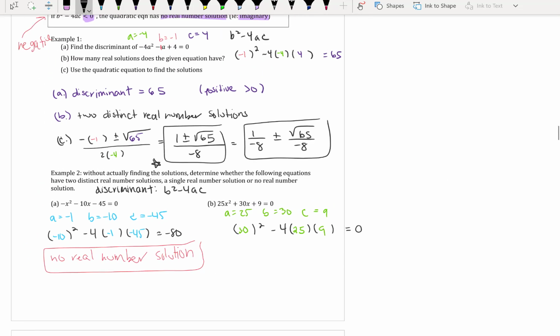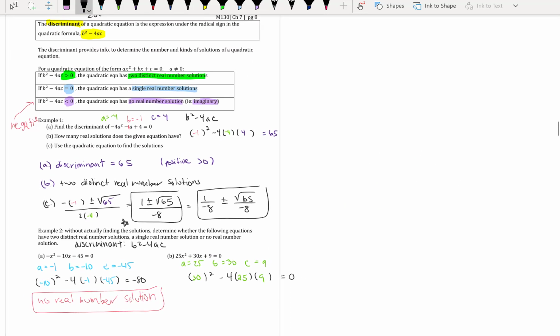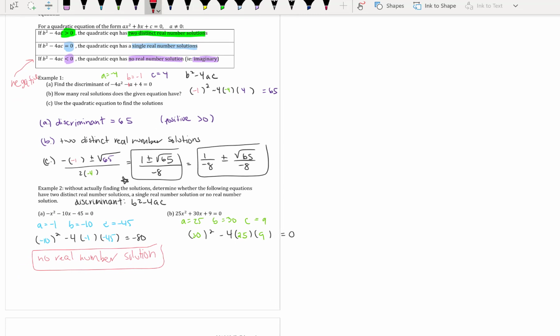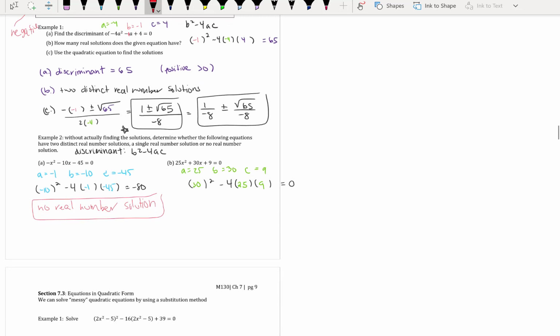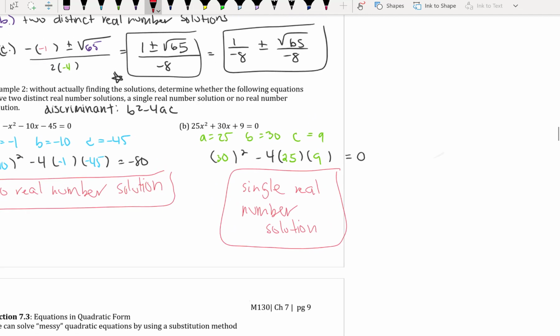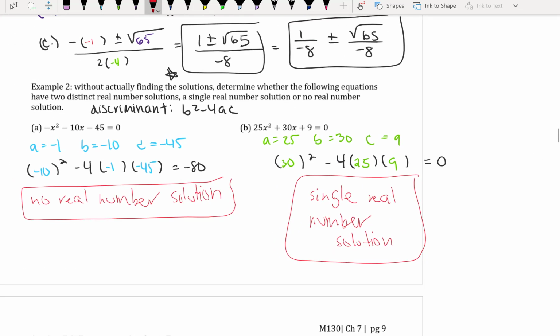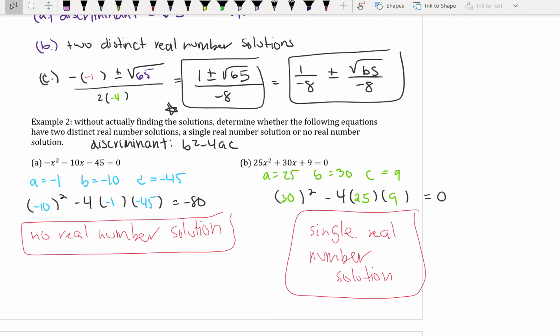Since my answer is exactly equal to 0, it has a single real number solution. So it all depends on the value of the discriminant.